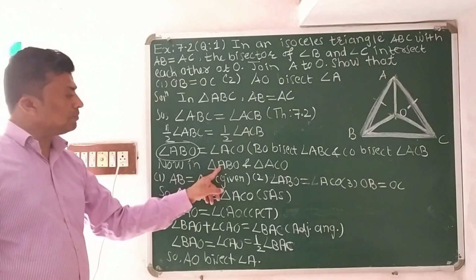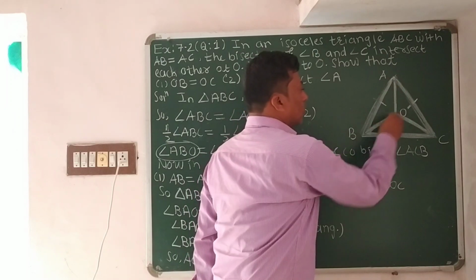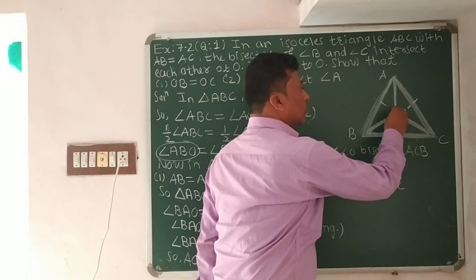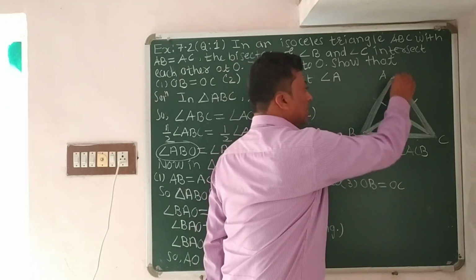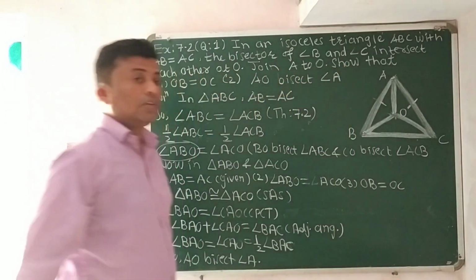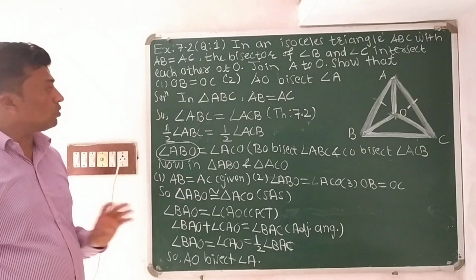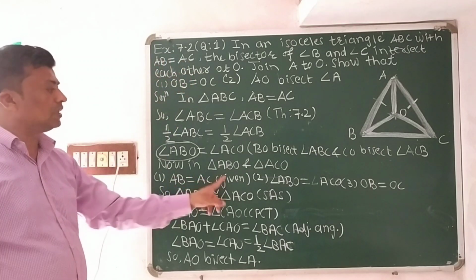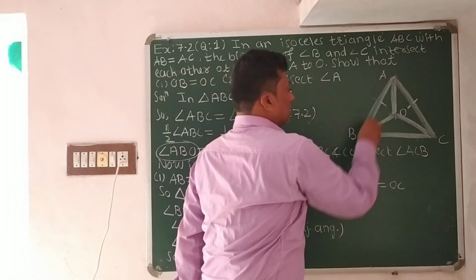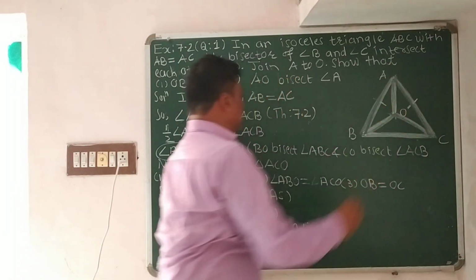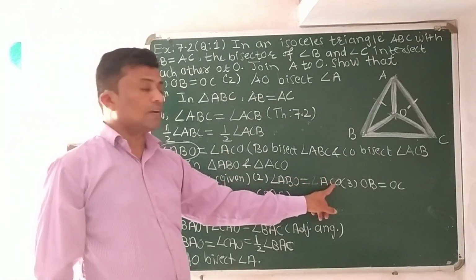Now in triangle ABO and triangle ACO. So this triangle is ABO and this triangle is ACO. In both triangles, first, AB is equal to AC. It is given in the question. Second, angle ABO is equal to angle ACO. Here already we proved, angle ABO is equal to angle ACO.